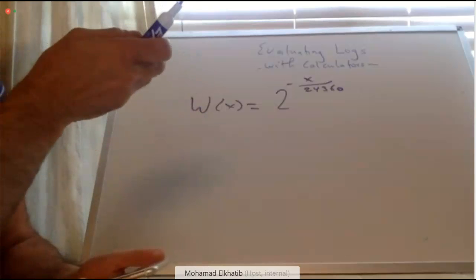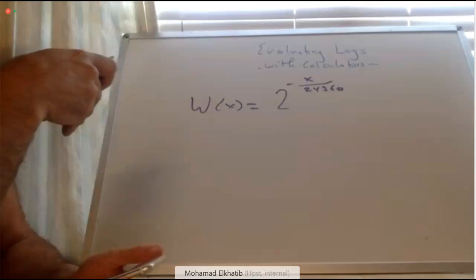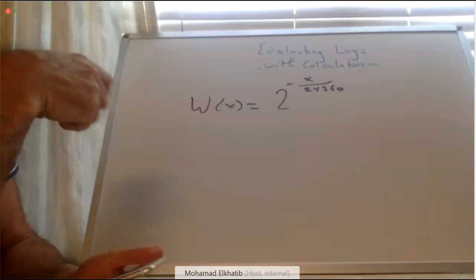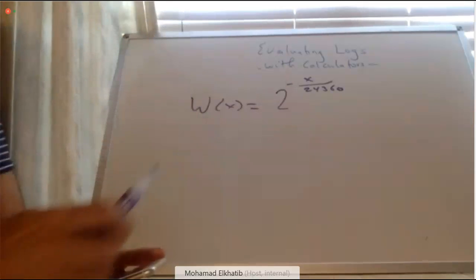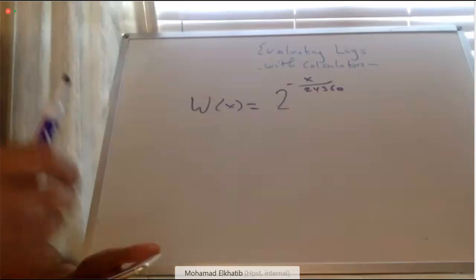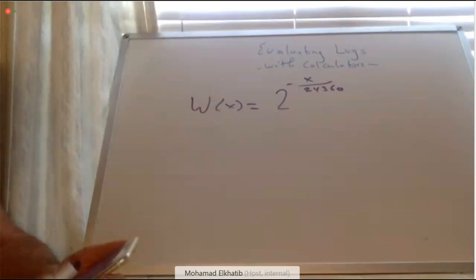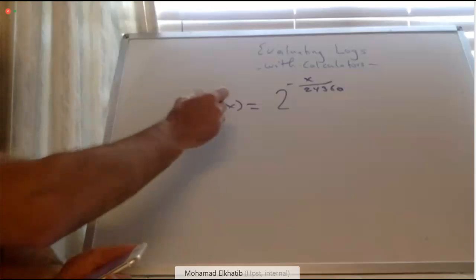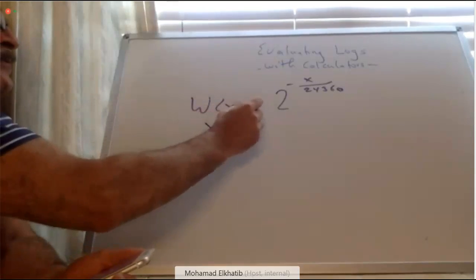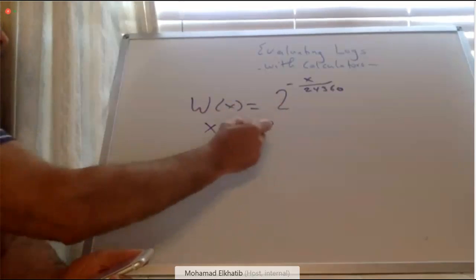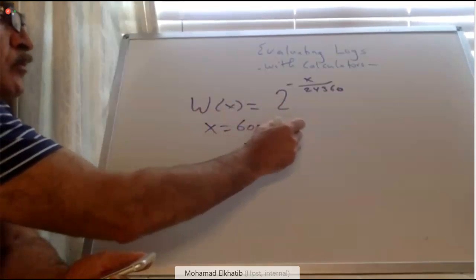X is the year. Okay? And of course, the amount's going to decrease. That's why it's 2 to the negative, which means the amount's going to shrink more and more. So if they say how much will be left after 6,000 years, then X is 6,000. So you just replace X with 6,000. That's all you got to do.